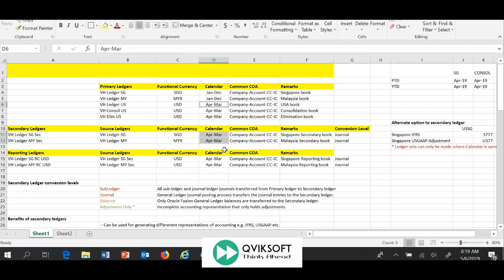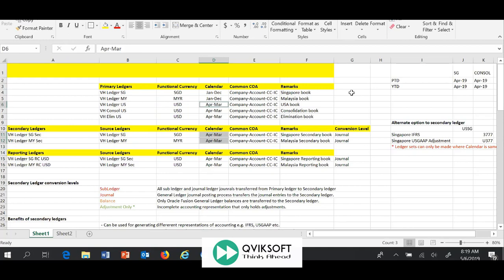Correct? Okay, let me understand that. We have a primary ledger, that is Singapore VH ledger SG. That calendar is January to December, and the currency is Singapore dollar. Now we are doing the consolidation, and in the consolidation ledger, we have April to March. Since we need to do the reporting in the consolidation ledger, that is April to March.